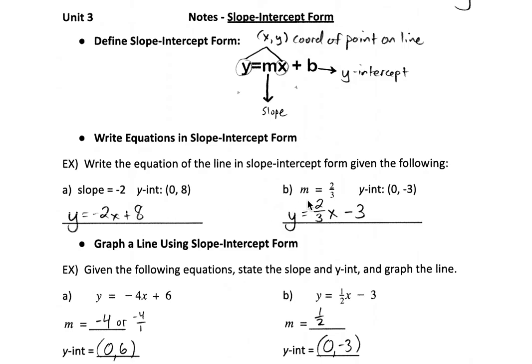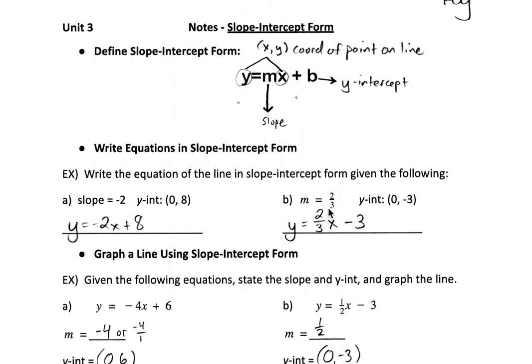Similar, on the next example, we've got our slope and our y-intercept coordinate. We're going to substitute both into our y equals mx plus b form. We say y equals our slope, 2/3 times x, and our y-intercept is -3, so we could say plus -3. More commonly, though, you'll see it written as minus 3.